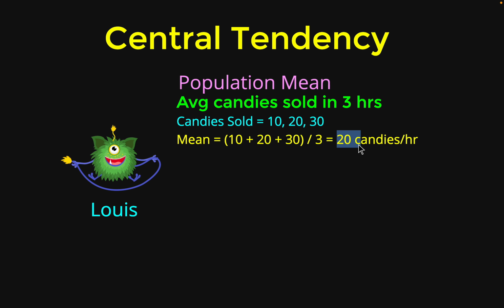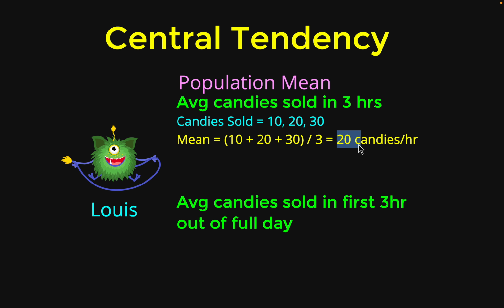Now let us have a look at one more example. This time Louis wants to calculate the average candies sold in the first 3 hours out of the entire day. Now in this case the full day would be your population data, and since we are just limited to the first 3 hours out of the full day, that means this is going to be our sample data, which means we have to calculate the sample mean.